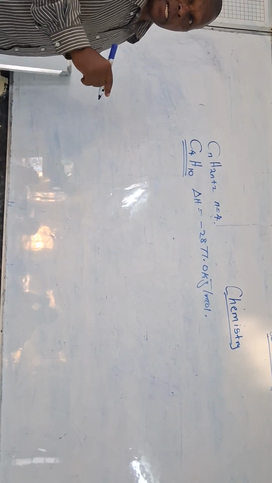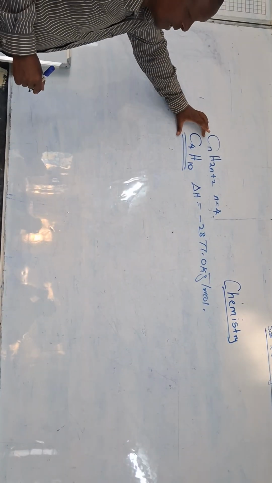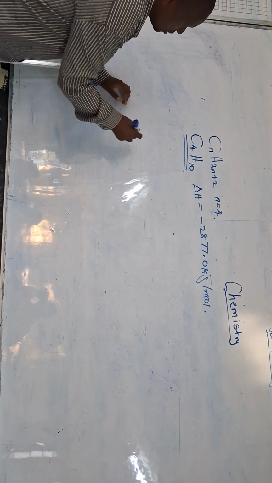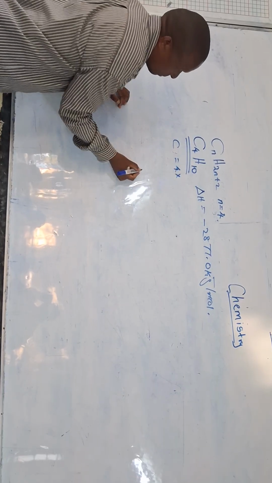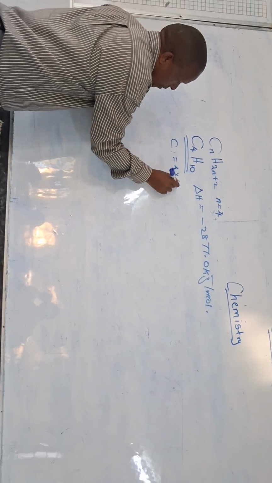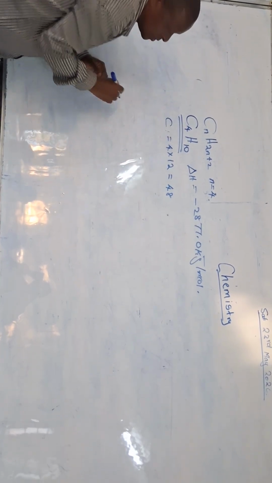Now, when you are asked to calculate the heating value, you are being asked to calculate the heat released by 1 gram of this particular substance. So we start first of all to find the molar mass. How many carbon atoms are we seeing here? Carbon are 4. You multiply by the molar mass of carbon, which is 12, and we get 48. So carbon is 48 grams.